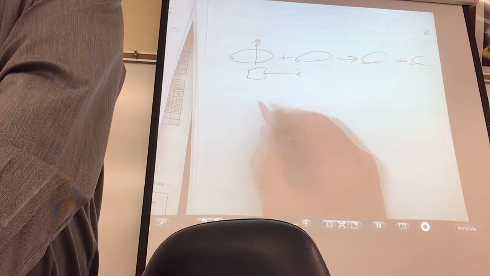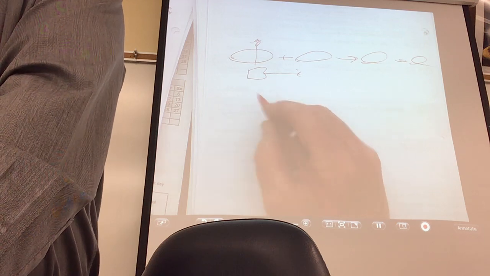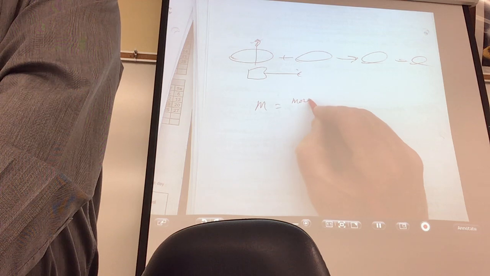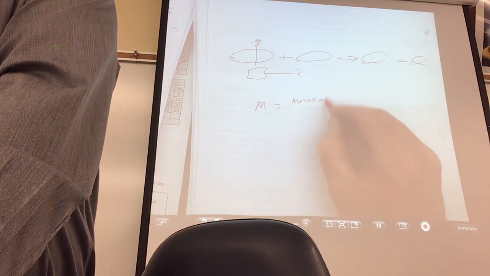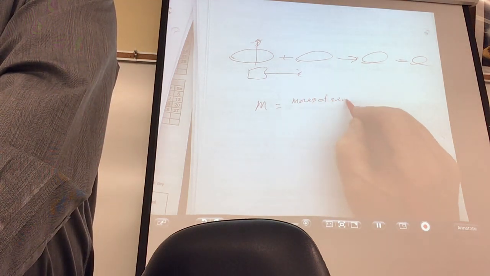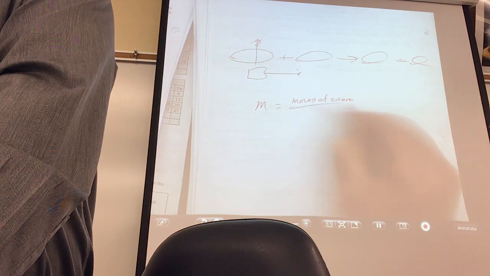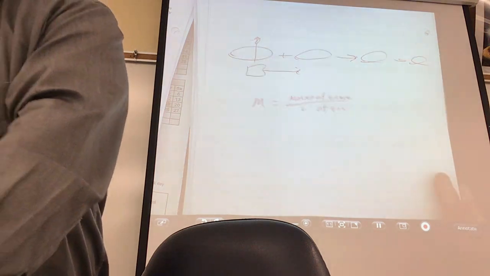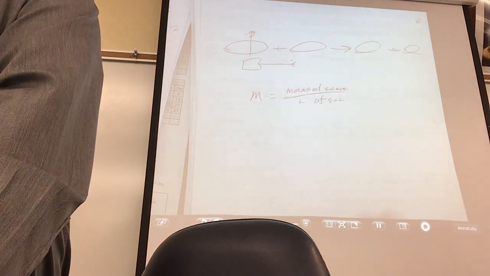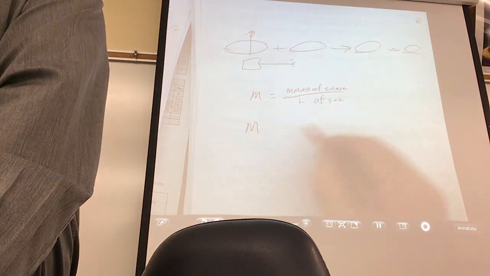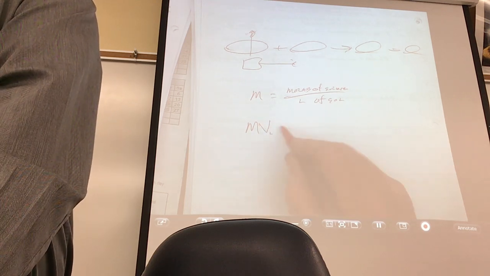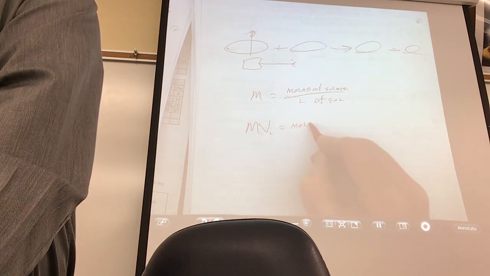But this equation, this chapter, one of the big equations is this one. Molarity equals moles, and you don't have to write this down yet, solute over liters of solution. Now, if you were to take that equation and rearrange it, it would look like this. Molarity times volume in liters equals moles.